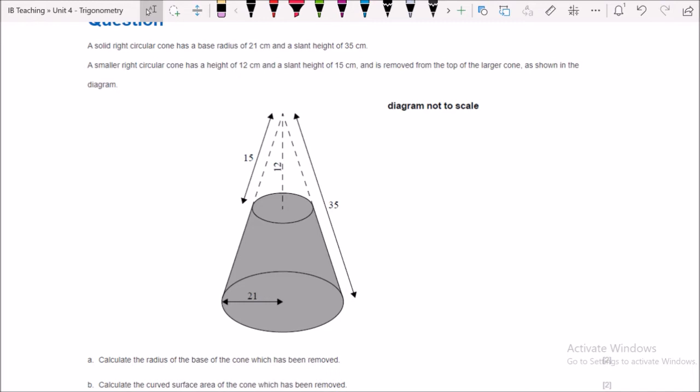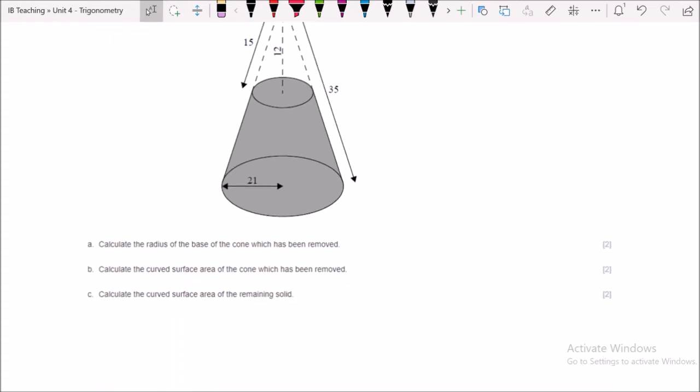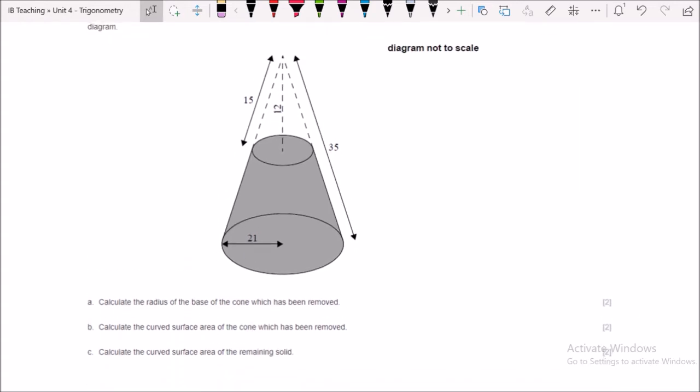A smaller right circular cone has a height of 12 centimeters and a slant height of 15 and is removed from the top of the larger cone as shown in the diagram. And then they have a few questions below here. They want us to calculate the radius of the base of the cone which has been removed. I'm going to mark that on the picture real quick just so I don't forget it. They want to know what that is. They want to know the curved surface area of the cone which has been removed, and they want to know the curved surface area of the remaining solid.